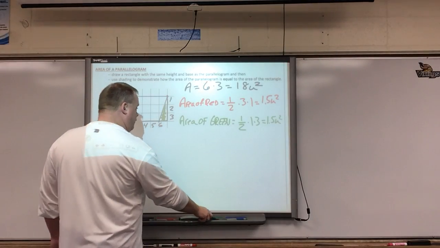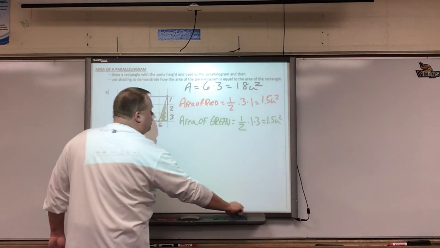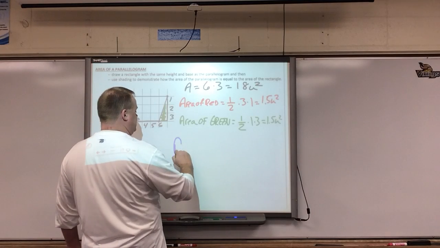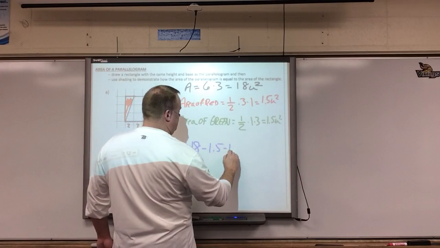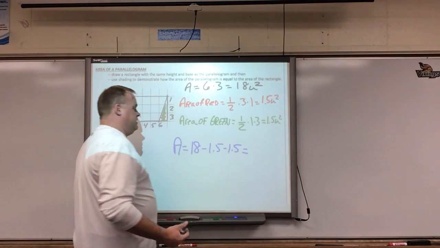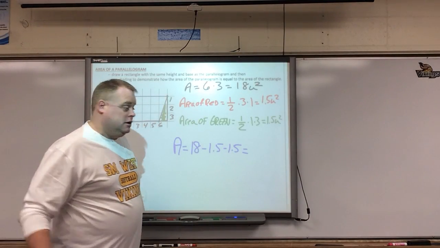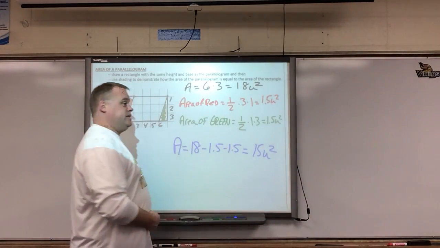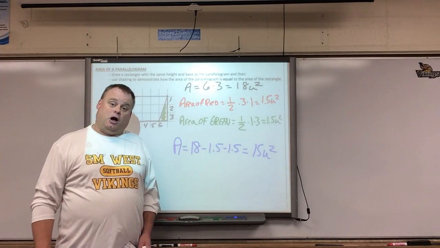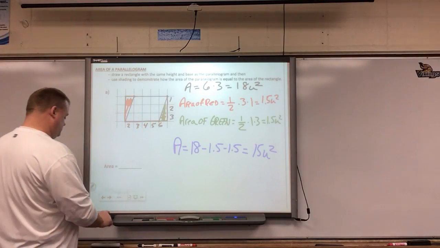So I know my overall area of the parallelogram is going to be 18 minus 1.5 minus 1.5. Well, really, that's 18 minus 3, right? So that becomes 15 units squared. So that is my area. All right. Moving on.